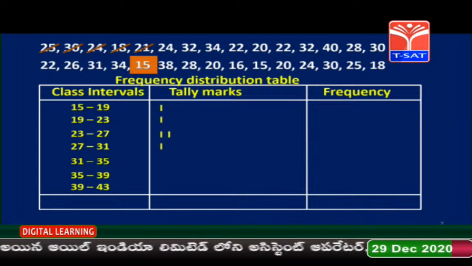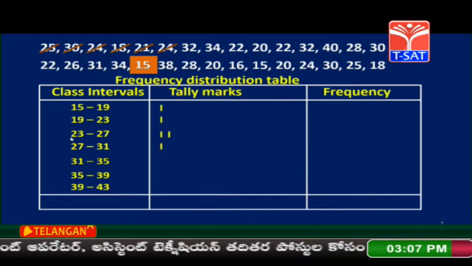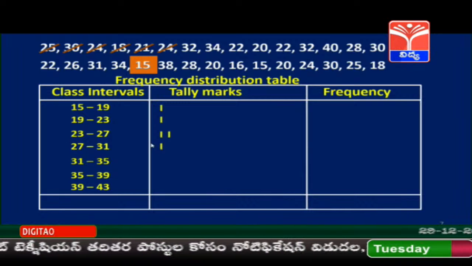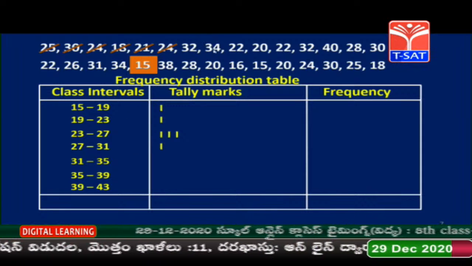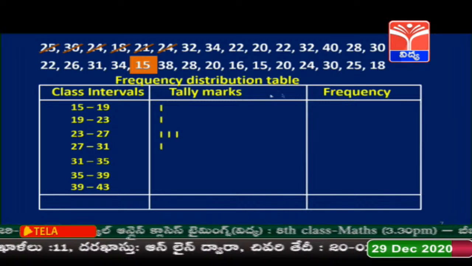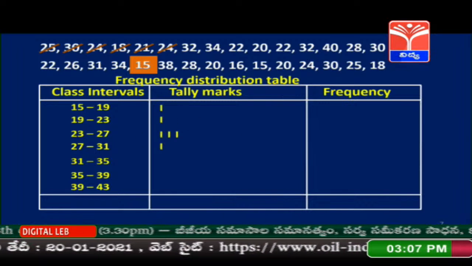21, where will it come? Yes, in the second class, 19 to 23. Next, 24, where will it come? Yes, in the 23 to 27 class. Children, like this you have to cancel each number and take its tally mark in the frequency distribution table. Now, if you proceed like this, what will you get?